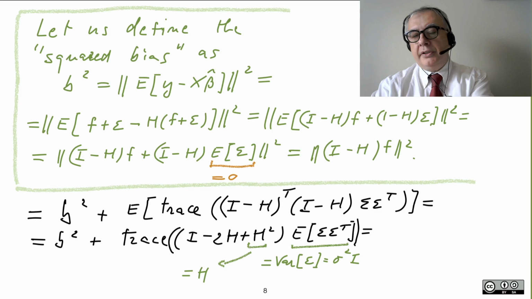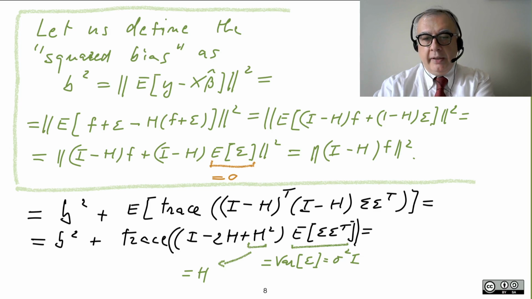Recall that H is symmetric, okay? And recall also that H squared is equal to H, so here there is some simplification. I again put the expectation inside, and I have to compute the expectation of epsilon epsilon transpose, which is the variance of epsilon, which is in turn sigma squared times the identity. Okay.